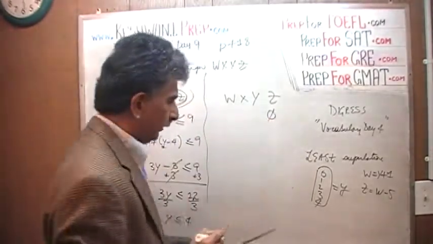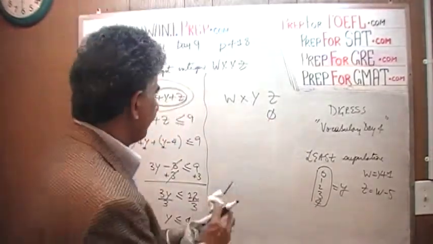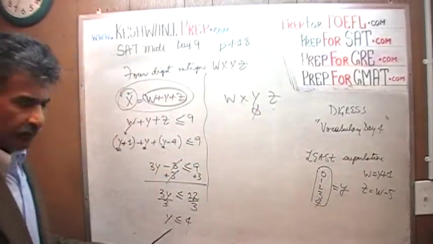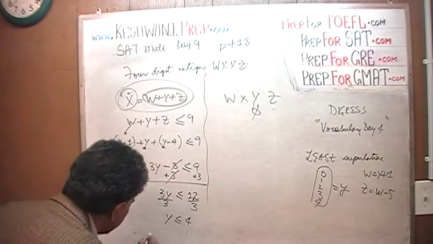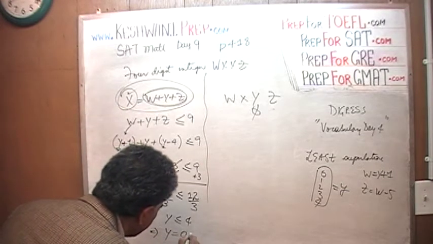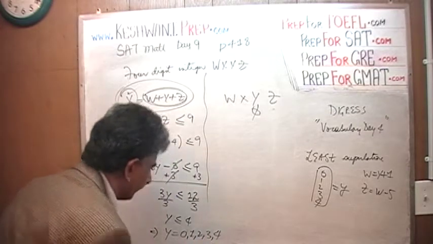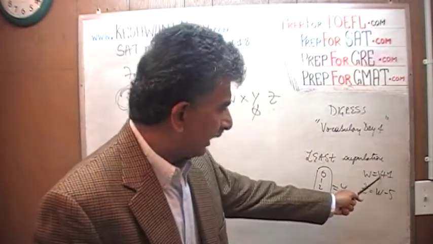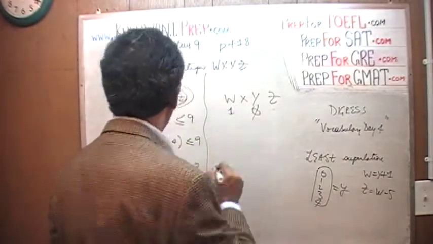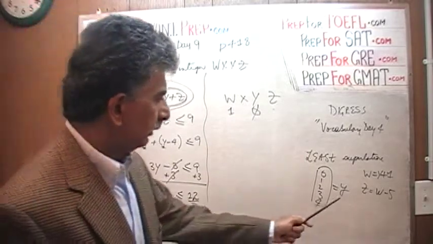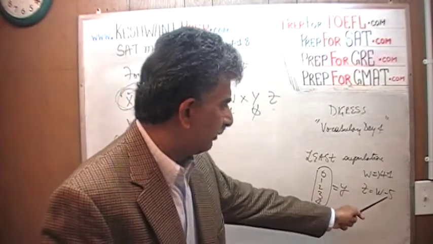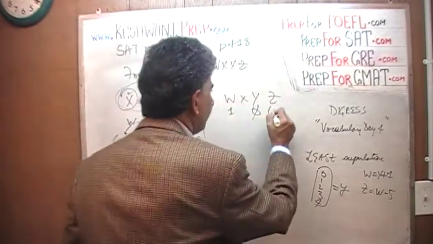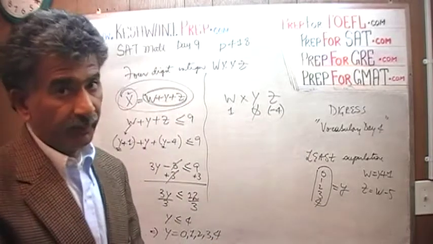If z is 0, oh sorry, not z, rather y. These are the possible values of y. You see, y is less than or equal to 4, that implies that y could be 0, 1, 2, 3 or 4. If y is 0, then w, we are told, is y plus 1, so w will have to be 1. And we are told that z is w minus 5. W is 1, therefore z would have to be negative 4. Do you see a problem?